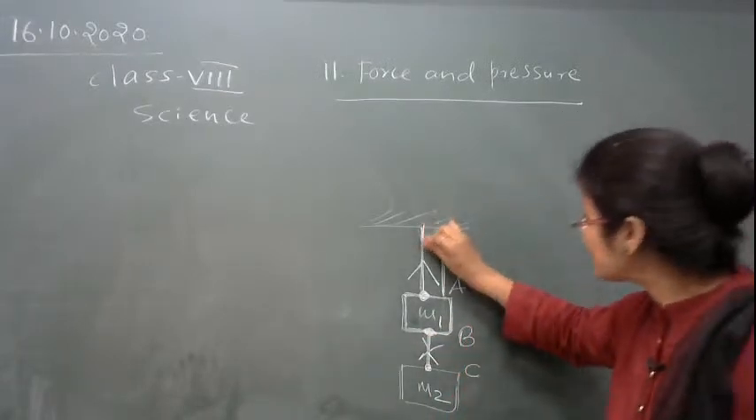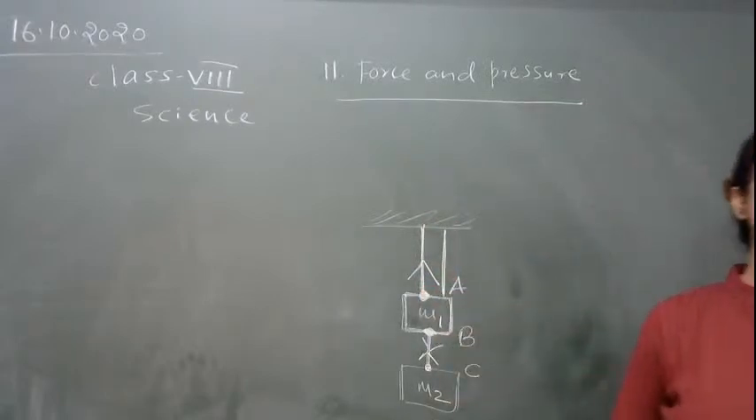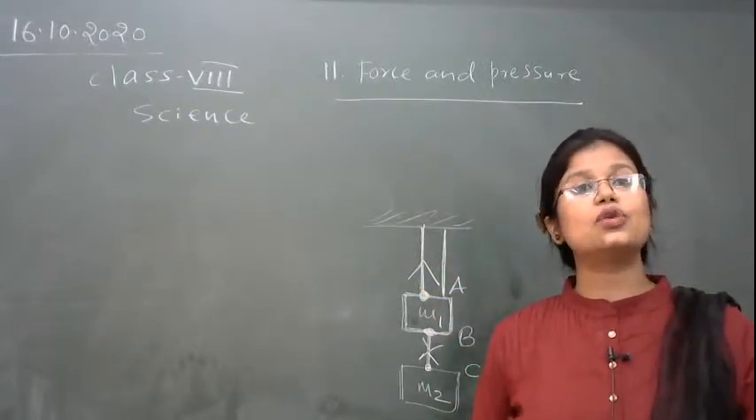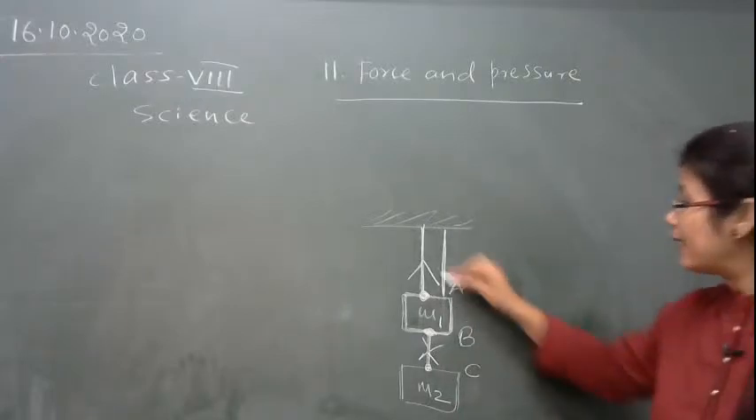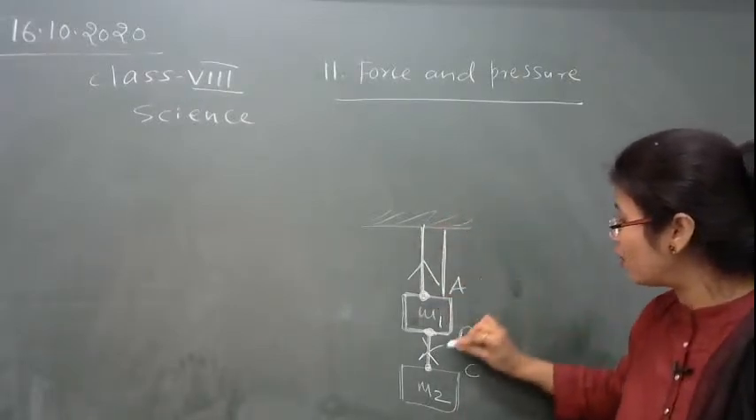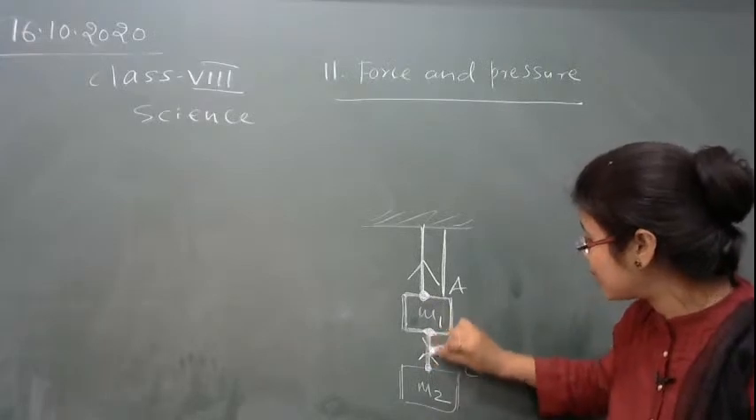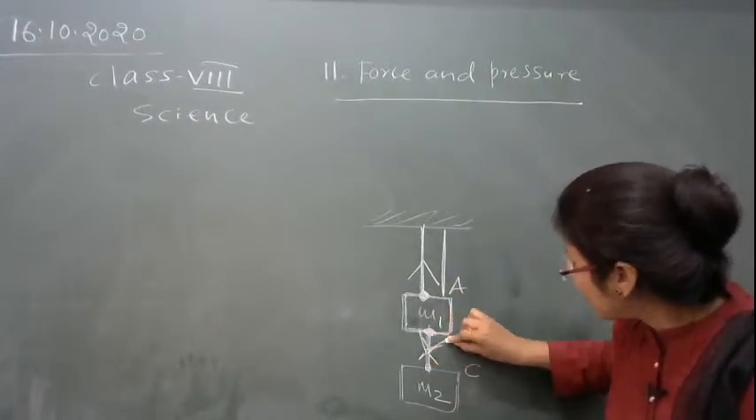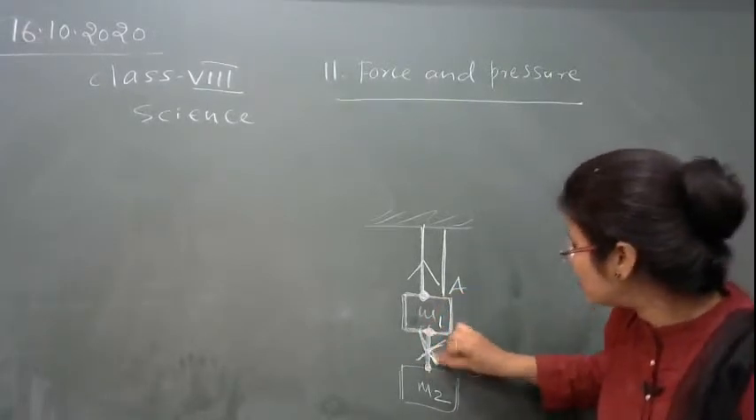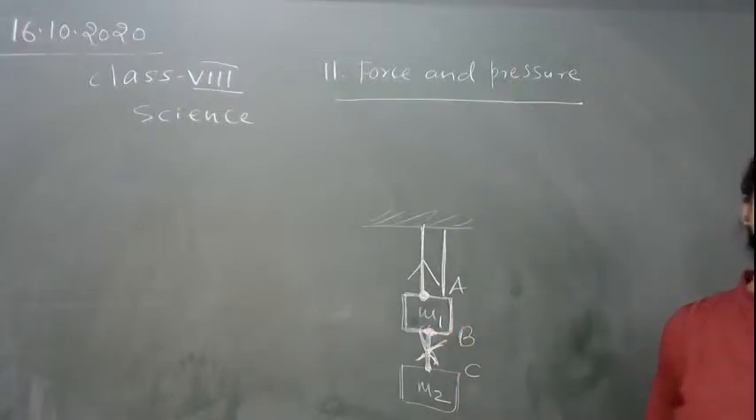So if the string remains the same, then throughout the particular case the tension will remain the same. Like here the string is the same, so the tension is the same. Throughout, the string is the same. So whatever tension acts from here to here and from here to here, both tensions will be the same.